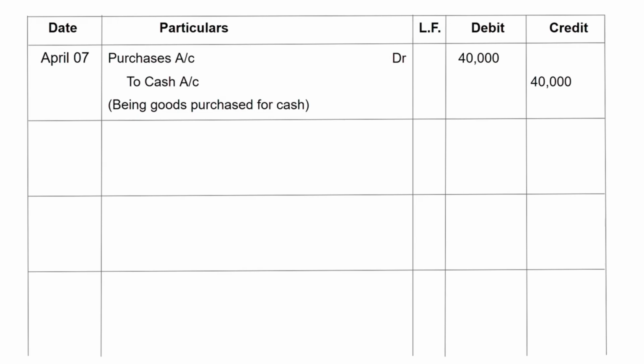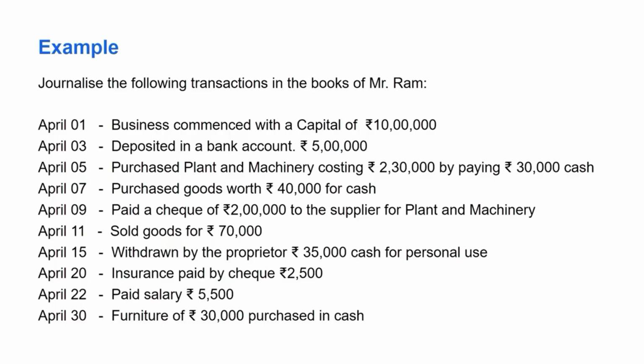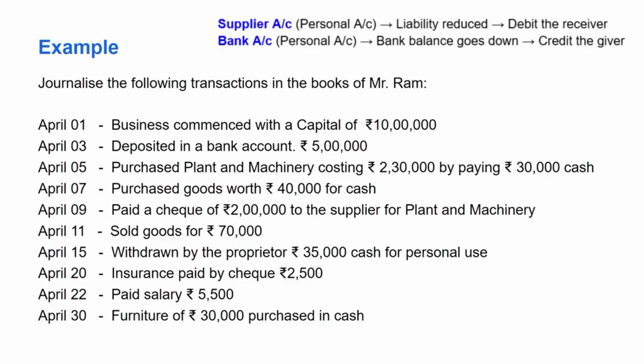And the next transaction is April 9, paid a check of rupees 2 lakh to the supplier for plant and machinery. This is the same transaction from 5th April. That is, now we are paying 2 lakh rupees. And here the two accounts are supplier's account and bank account. Supplier's account. Supplier is a personal account and liability reduces.